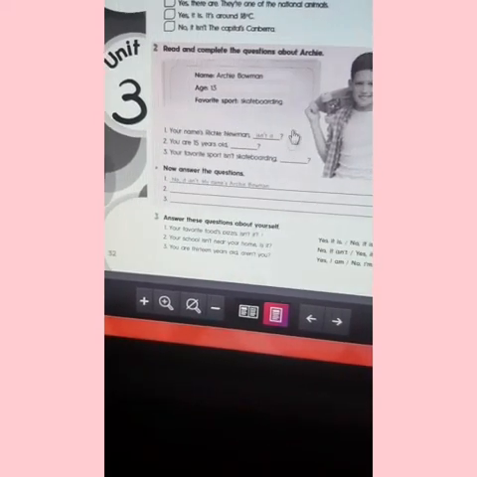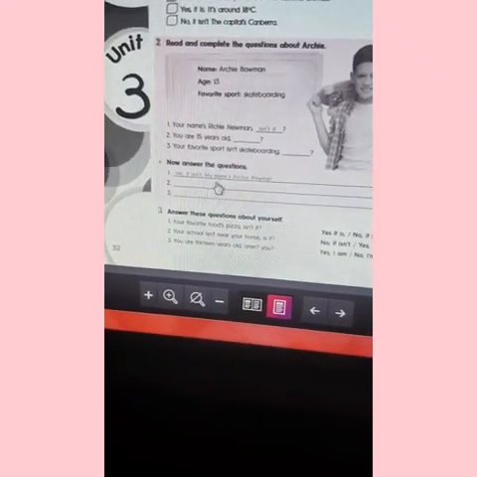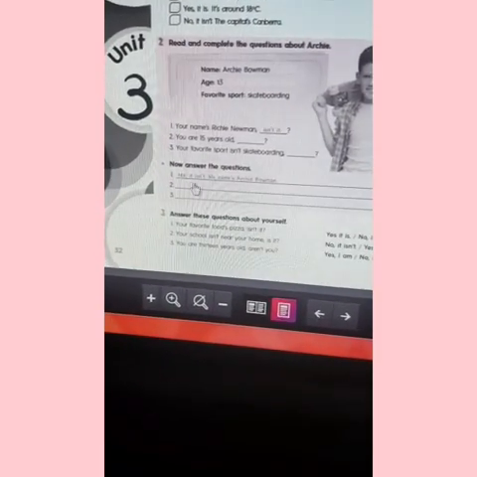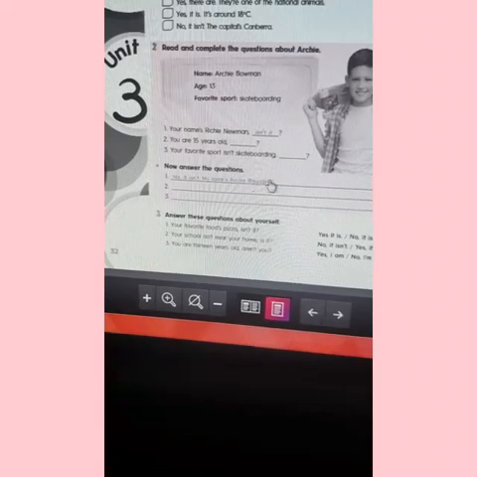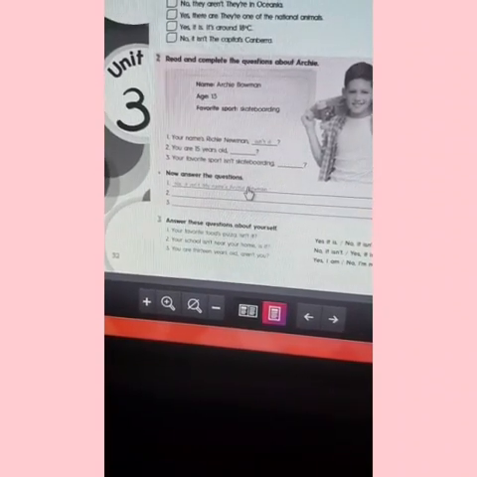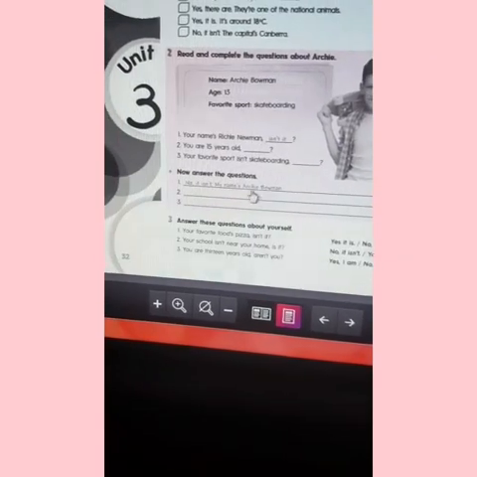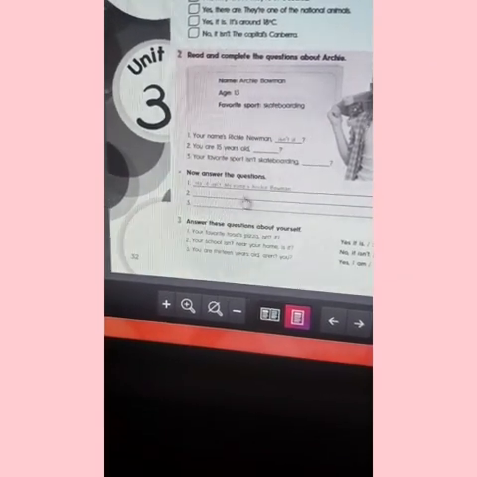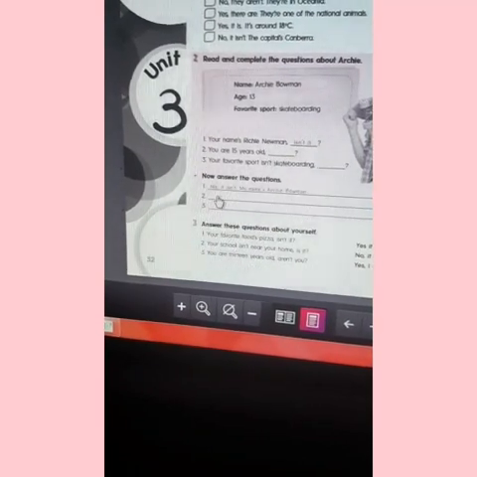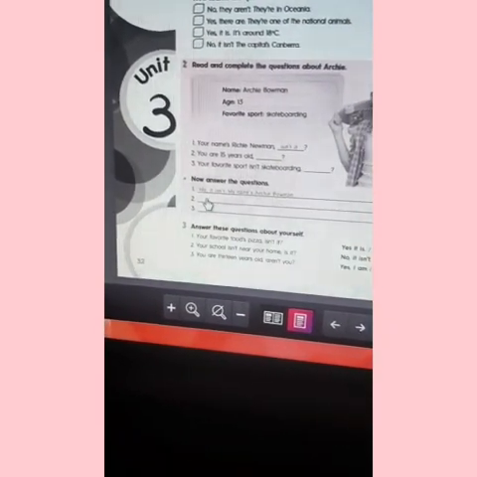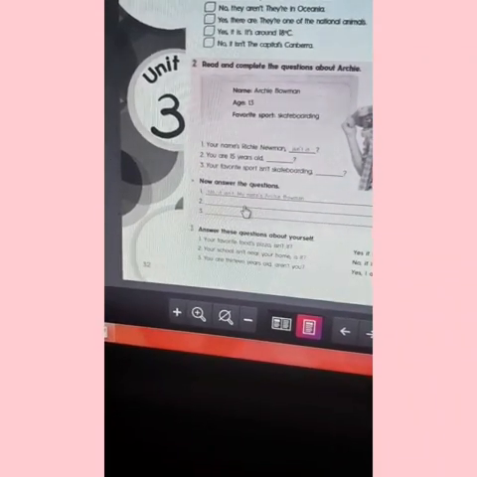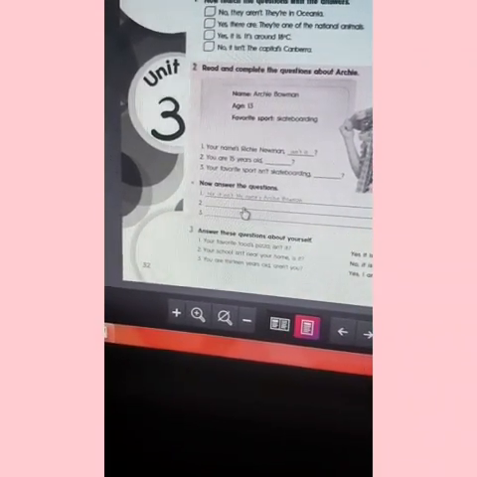When you finish this activity, you are going to answer the equations. The first one is already written here. That says, your name's Richie Newman, isn't it? No, it isn't. My name's Archie Baldwin. What is the answer for number 2? What you are going to write here? You are 15 years old. Aren't you? The answer is no.